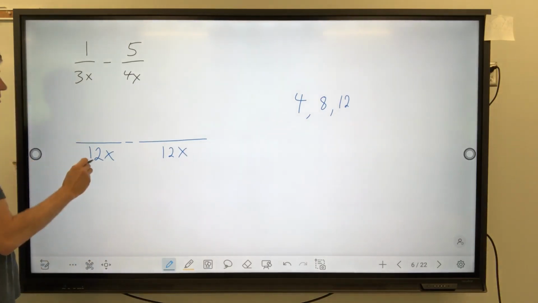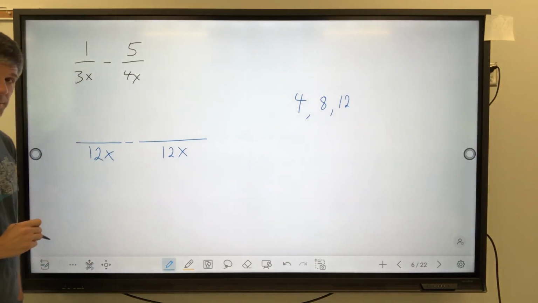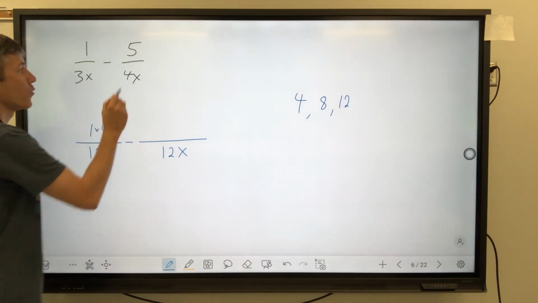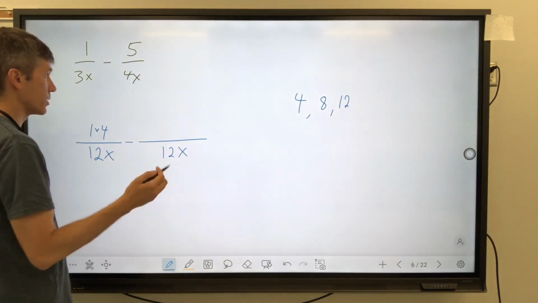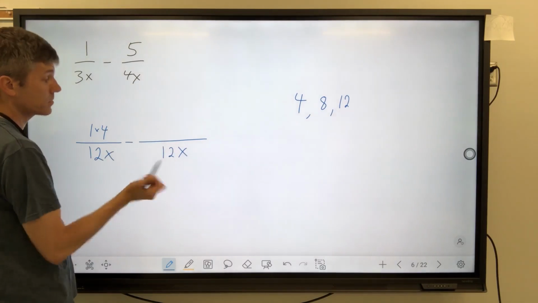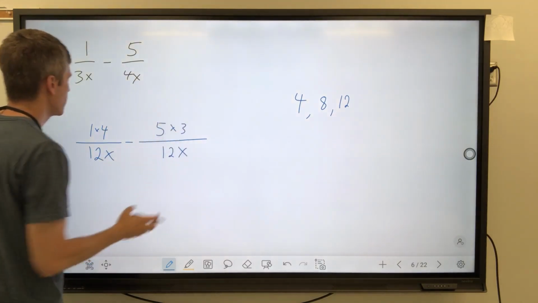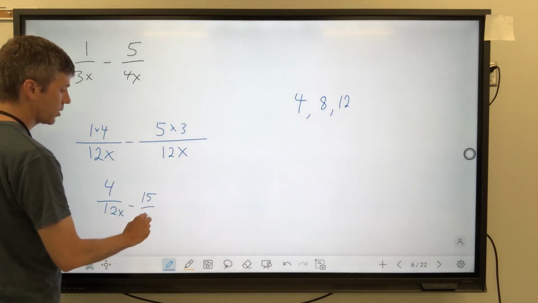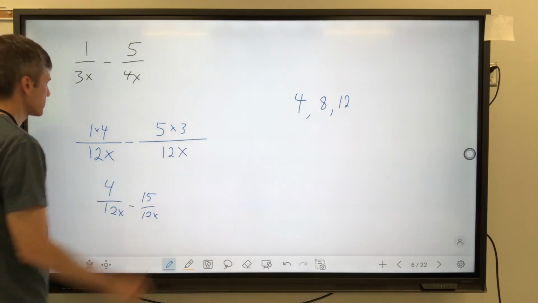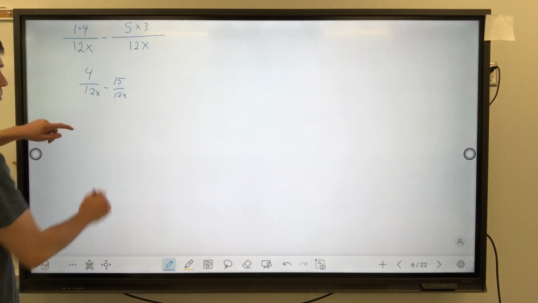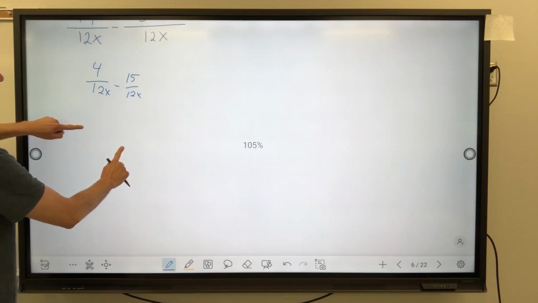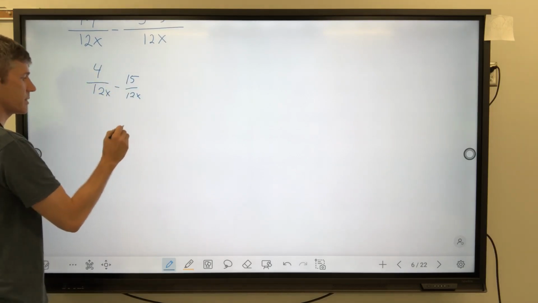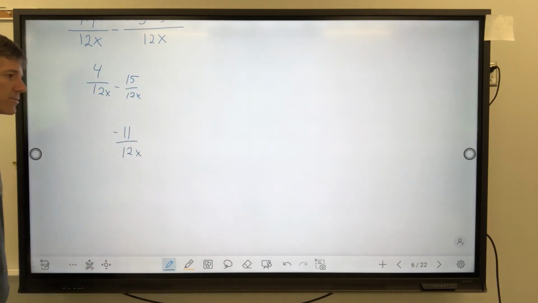All right, 3x goes into 12x 4 times. In other words, 3x times what gives me 12x? That'd be 4, so 1 times 4. 4x goes into 12x 3 times. In other words, what would I multiply this by to get this? Be 3, and I have a 5, multiply by 3. So we have 4 over 12x minus 15 over 12x. We're going to... You better scroll up. My word, what just happened? It zoomed way in, out, something. There we go. All right, 4 minus 15, that's negative 11. Yes, these can be negative, and that's what we have. That's it right there.